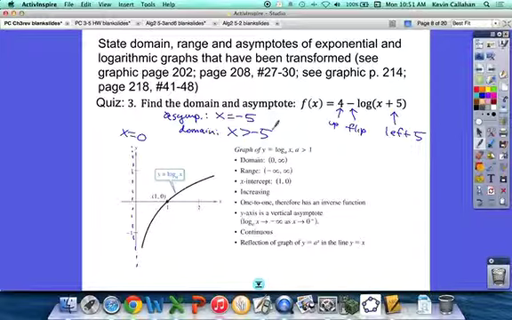All real numbers. Nothing's going to change, because of all the transformations, it's still all real numbers. Right? Didn't ask you to sketch it. Didn't ask you to describe these things. It just asked for the asymptote and the domain.